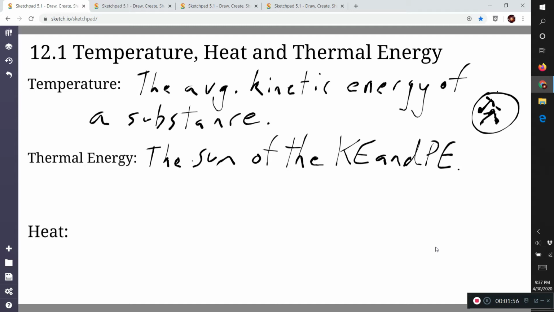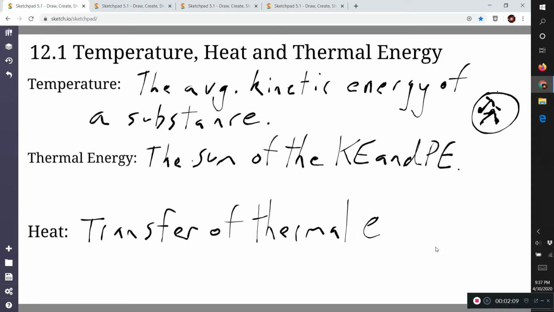So where does heat fit into this? Heat is a transfer of thermal energy. We'll go into that here in a second. But the exchange of thermal energy is called heat.